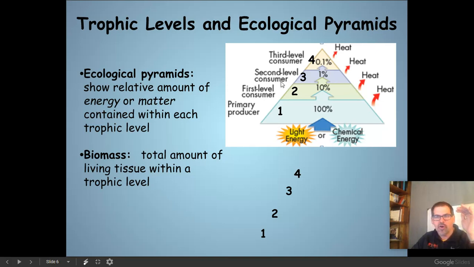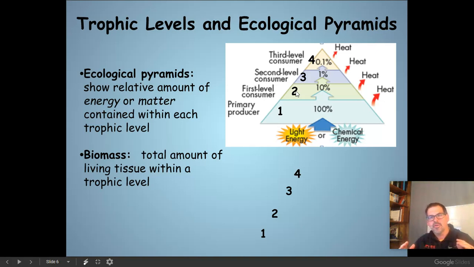And then if you could take all the first level consumers, all the herbivores, and collect every single one of them and put them on our giant scale, they would literally, in terms of their total mass, be about 10% of this level. And then these second level consumers, their mass would be about 10% of this. So it's a pyramid of energy. It gets smaller, and the amount of energy gets lower and lower going up each level.